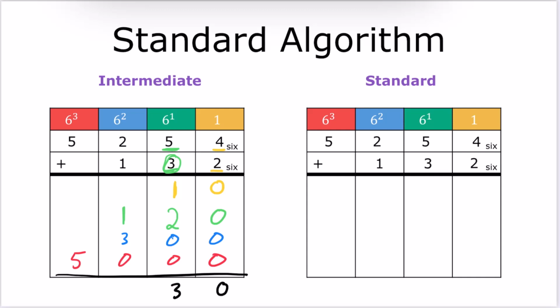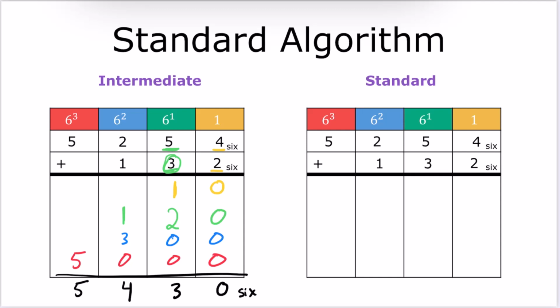1 plate plus 3 plates gives me 4 plates. And 5 of the big blocks plus nothing just gives me 5 of the big blocks. And so the answer to this problem would be 5430 base 6. So that's how you would use the intermediate algorithm to find the answer. But you could also use the standard algorithm.